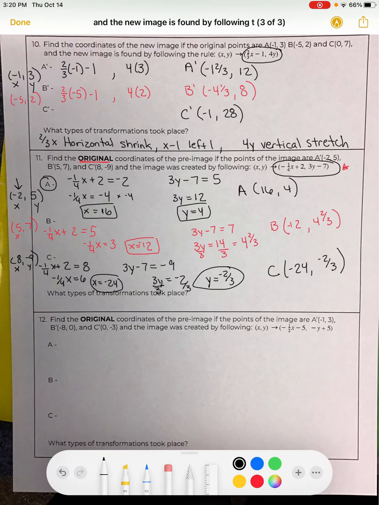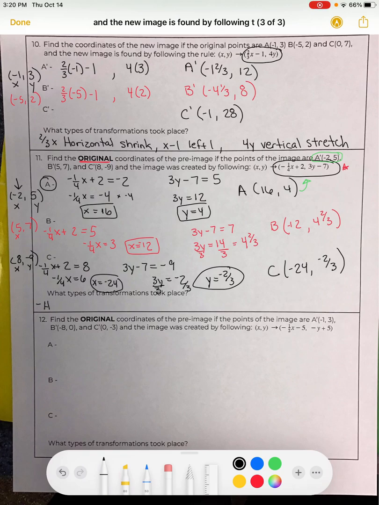And if you want to see if you're right, plug your answer into the formula. Just take this and plug it into the problem and see if you come out to what they said the answer was. You can work backwards and check your work. All right, the last one I want you to try on your own, but I didn't fill in the last part. What types of transformations took place?